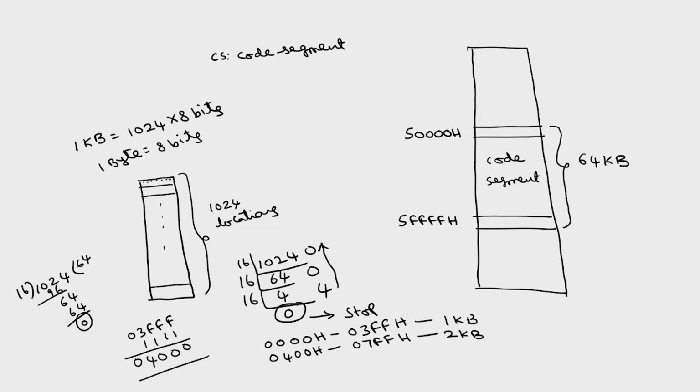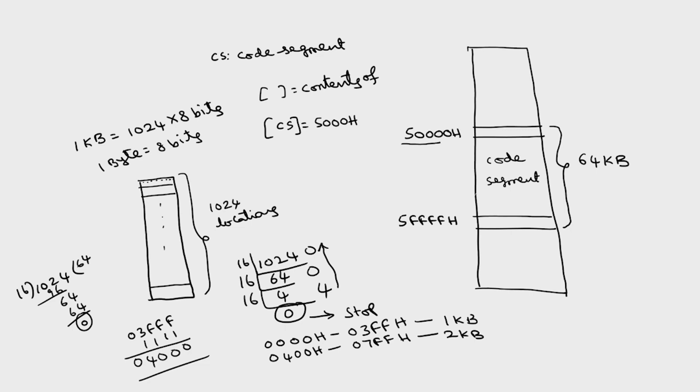So the physical address is 20 bits. Now the code segment register stores the first 16 bits of the starting address of the code segment. If the code segment starting address is this, the contents of the code segment register, this bracket being the symbol for contents of in microprocessor terminology, will be 5000H, that is the starting 16-bit address of the code segment.